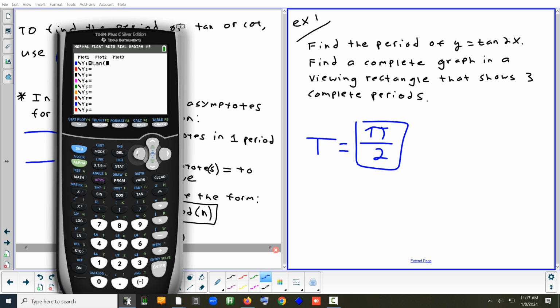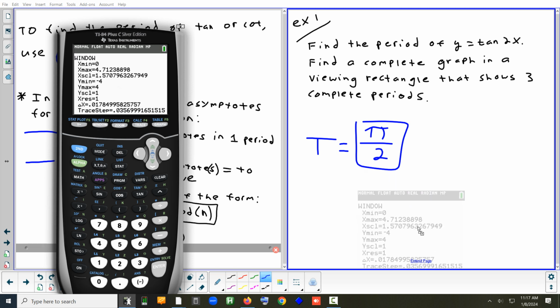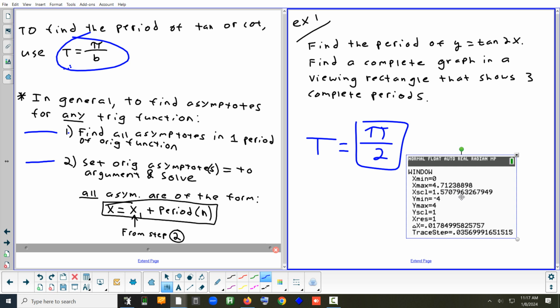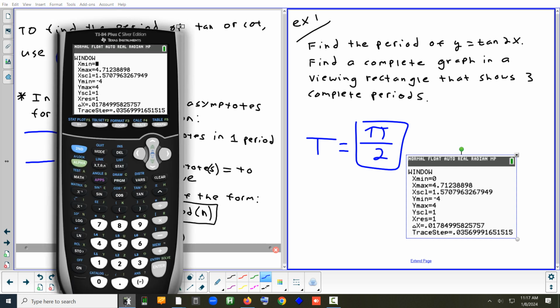Put in your graph, tangent 2x. And if we did everything right, we should see 3 cycles. We might break a cycle in half, the way we set up the window, but that's still 3 cycles: 2 full, and then a half and a half. So that window's fine. If you didn't want to break it into a half, 2 full, and then a half, what you could do is slide your window left or right a little bit.